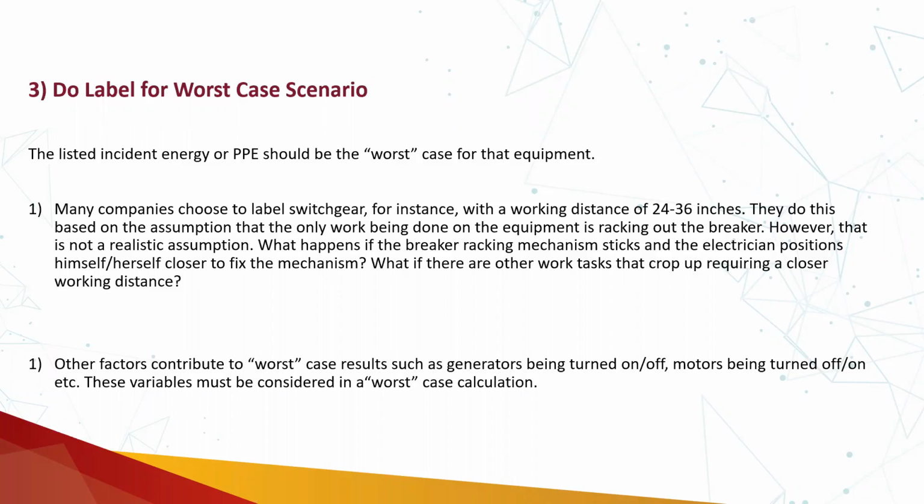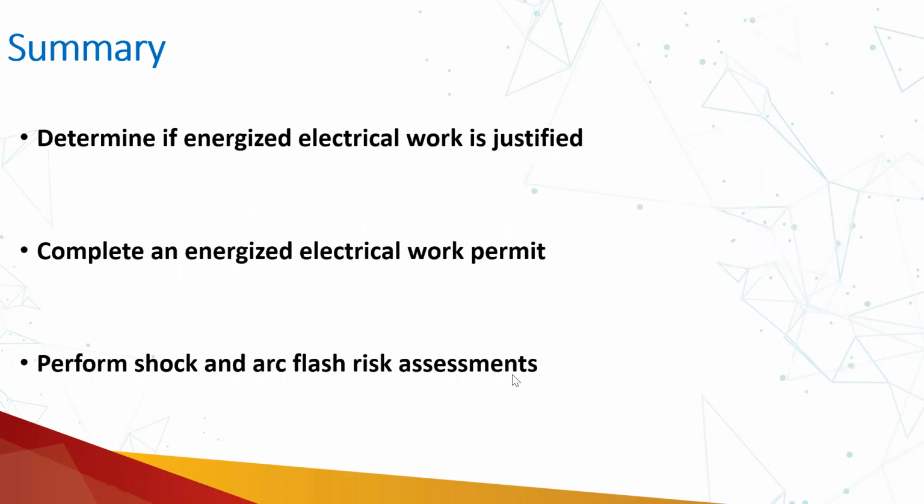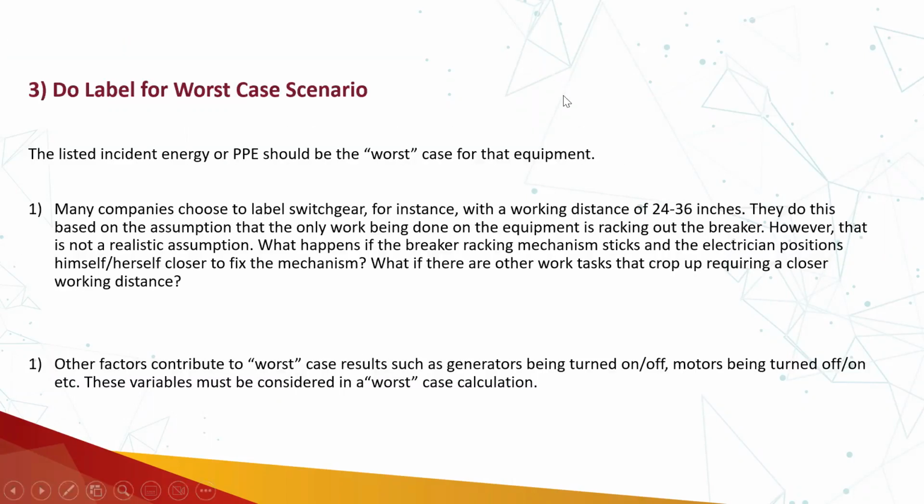Similarly, if there are multiple scenarios in which in some the fault current is low and in some the fault current is high, we will label our equipment for the worst case scenario. The worst case scenario will be that scenario in which the maximum available fault current will be there and the maximum arc flash energy will be there.